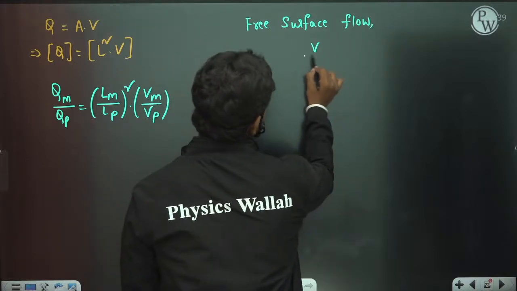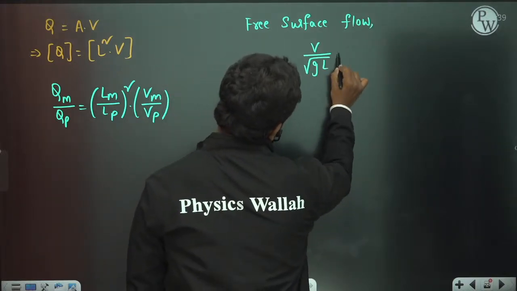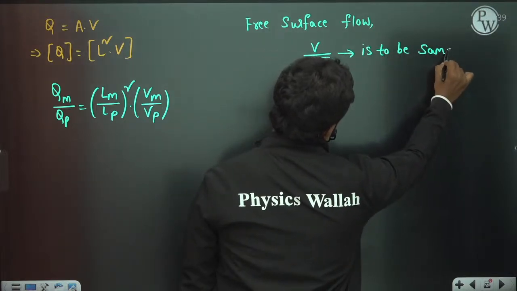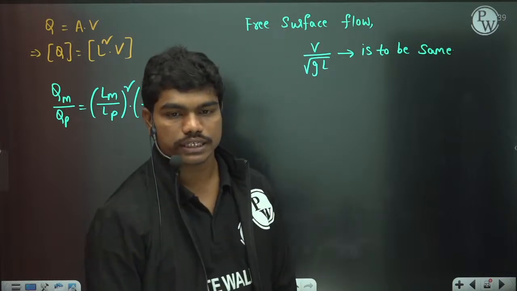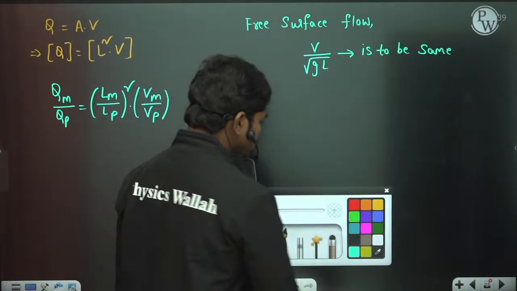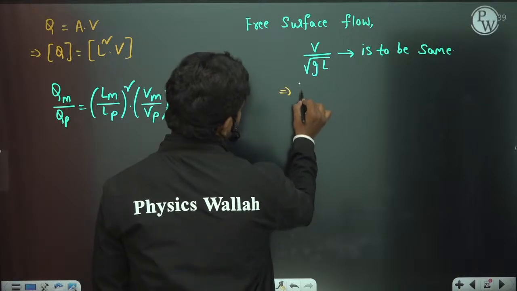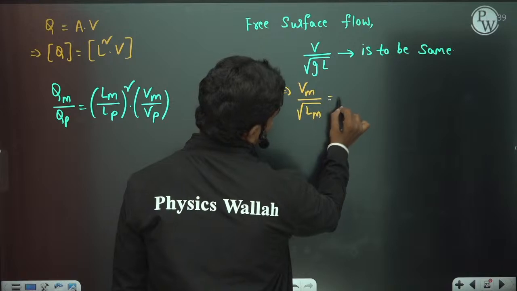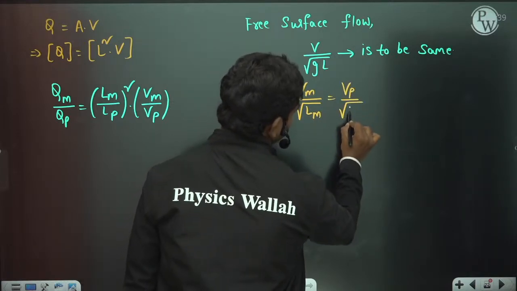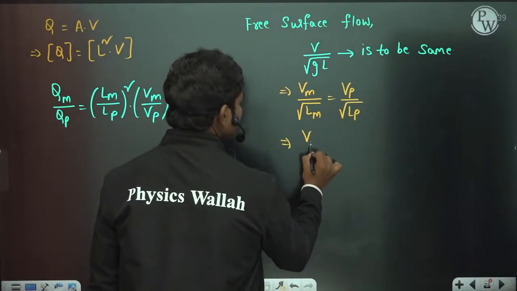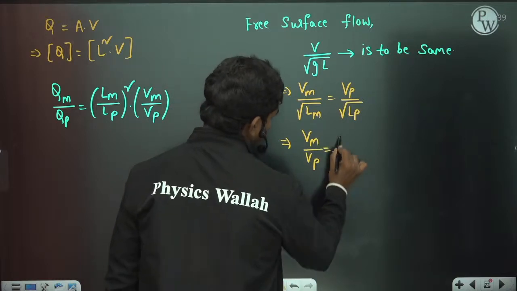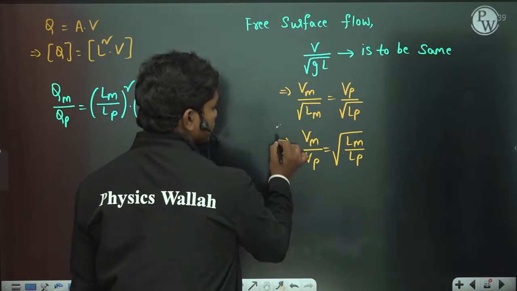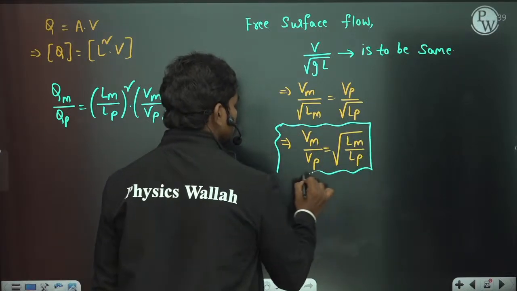Okay, so in this case, since it's a free surface flow, your Froude number V by root GL is to be the same, because it's a free surface flow, like in case of ships, all these things. Yes, of course, Froude number we have to use. So if you simplify this, this gives you Vm by, of course G is a common term, so root of length scale of the model is equal to velocity of the prototype by square root of LP. So Vm by Vp is square root of Lm by Lp. So this is the relation for the velocities of the model and the prototype.